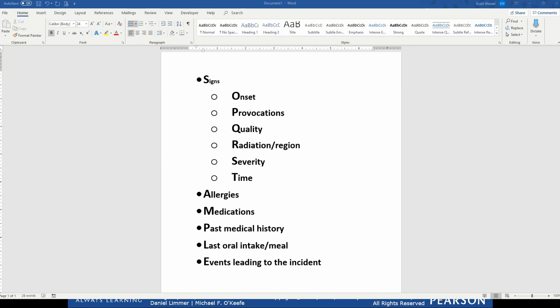So as you see, OPQRST, if we were to look at it in outline form, is a subset of signs, right? Signs and symptoms, really. And the OPQRST mnemonic lends itself to the different types of signs or symptoms that we should be identifying and trying to determine that underlying illness or injury. So again, looking at this here, as we ask our OPQRST questions, they will fall into the signs and symptoms category of the SAMPLE mnemonic.